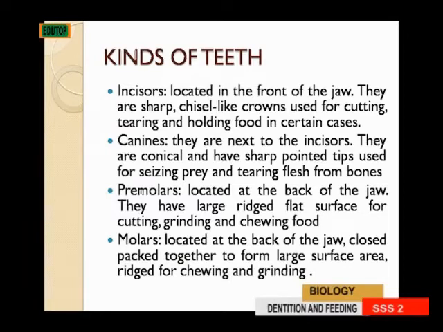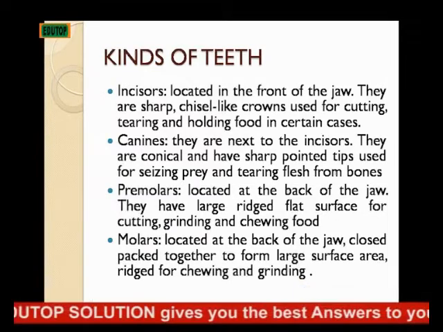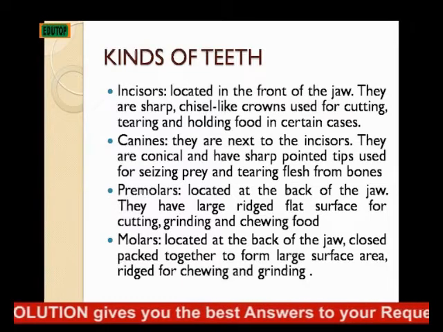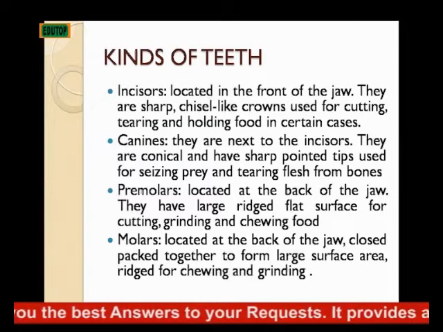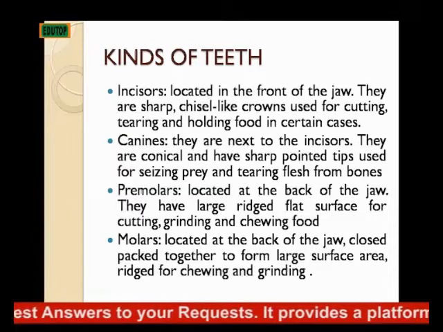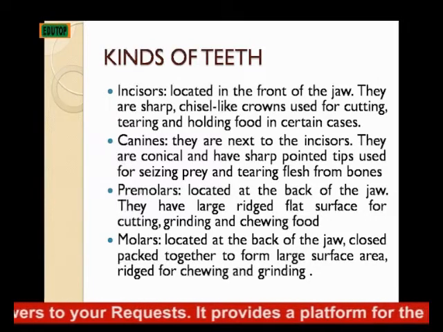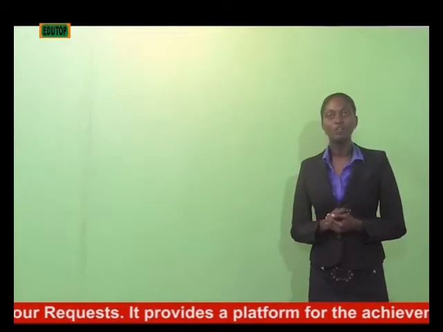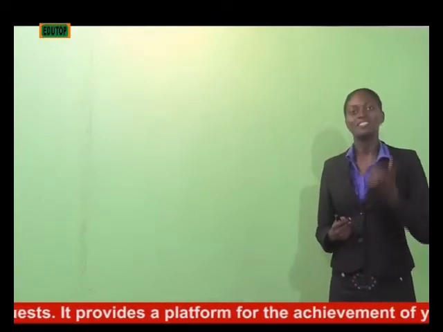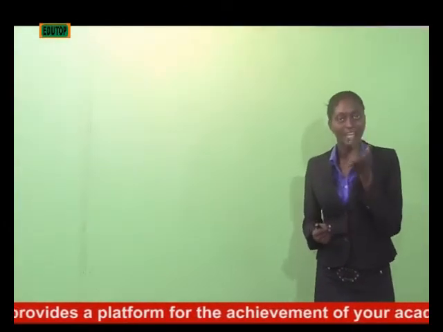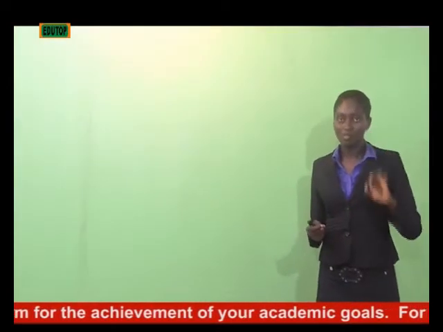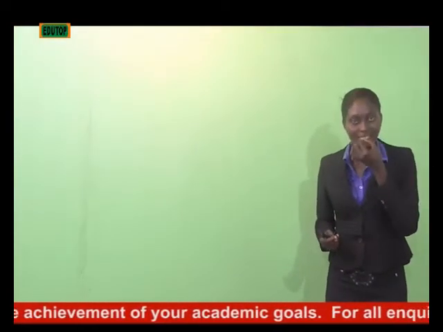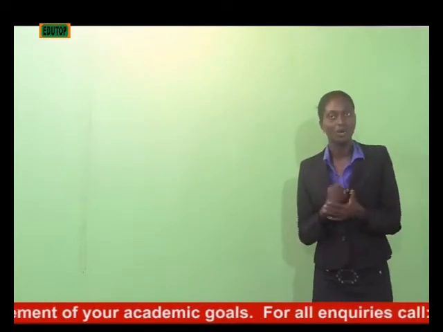The first is incisors. Incisors are located in the front of the jaw. They have sharp, chisel-like crowns for cutting, tearing, and holding food in certain cases. Majorly, they are for cutting. They are found at the front of the jaw, just the teeth in front of your jaw that you can easily see. That is what is called the incisor. And when you want to cut something, you know, most times you do like this. So it is the incisor that does the cutting for you.